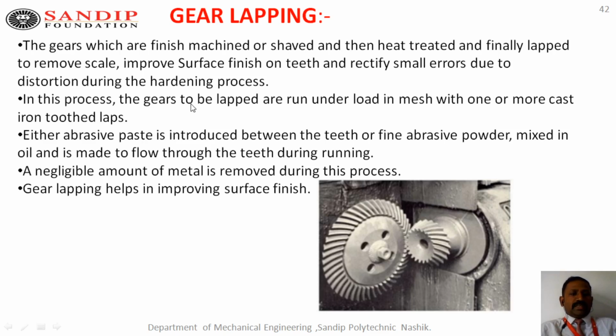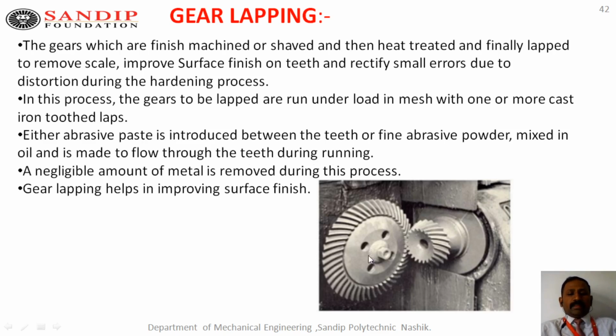In this process, the gear to be lapped is run under load in mesh with one or more cast iron toothed laps, so that material is added or removed. Either abrasive paste is introduced between the teeth, or fine abrasive powder mixed in oil is made to flow through the teeth during running.